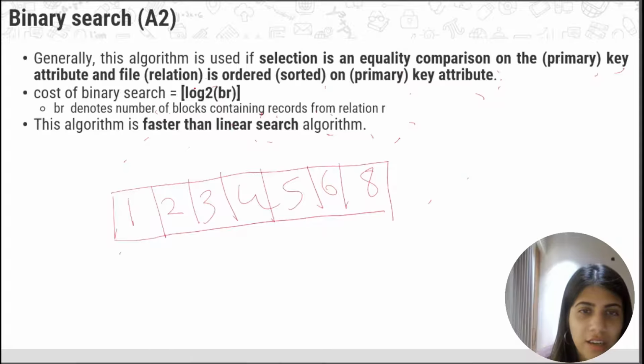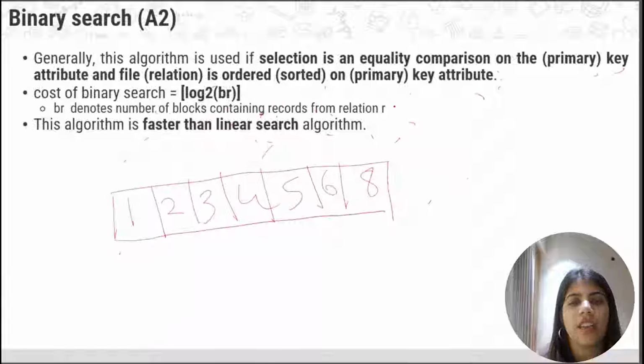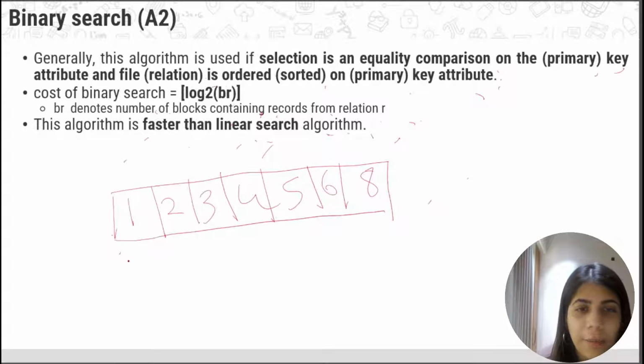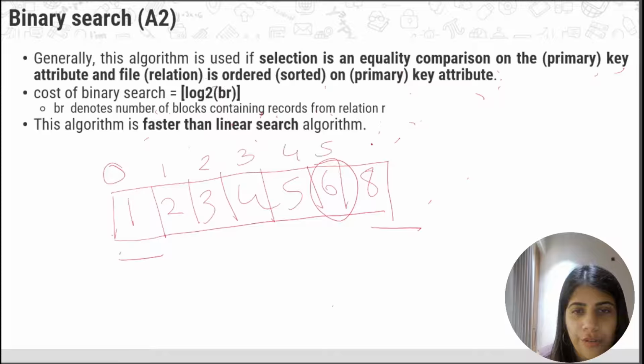The cost of a binary search is log 2 of BR. BR again denotes the number of blocks containing records from relation R, and this algorithm is faster than the linear search algorithm. Now why is it faster? It first finds the mid. For example, if I have to find out 6, this is the 0 index, so 0, 1, 2, 3, 4, 5 and this is the 6 index.